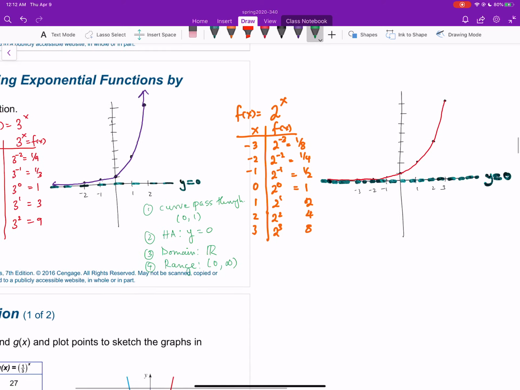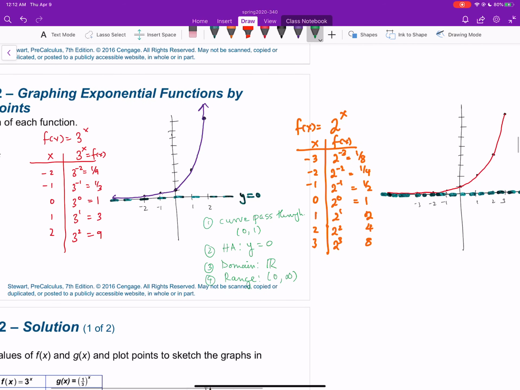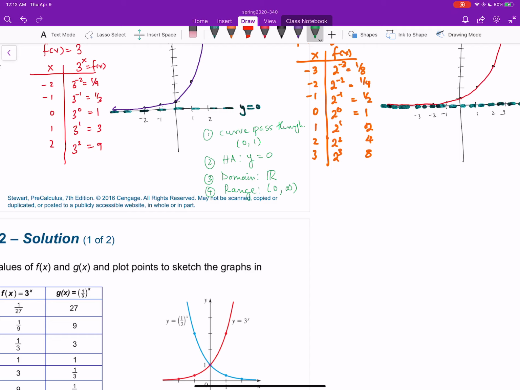All right. Now let's see what happens when I start. So remember that my base is supposed to be anything greater than 0. It cannot be 1. So we can always try any numbers in between that. So let's do another example where I am looking at f of x equal to 1/2 raised to the x. Now let's try and plot this.